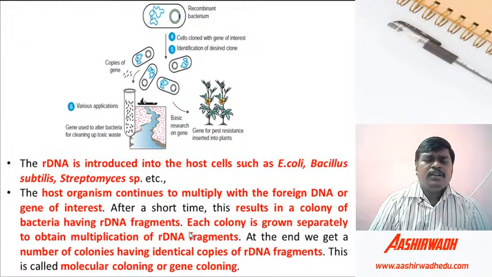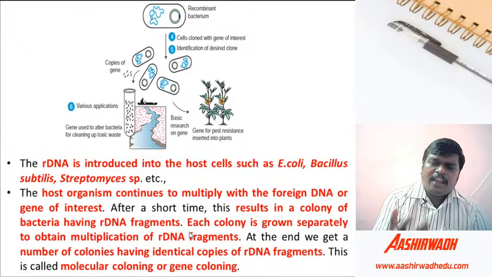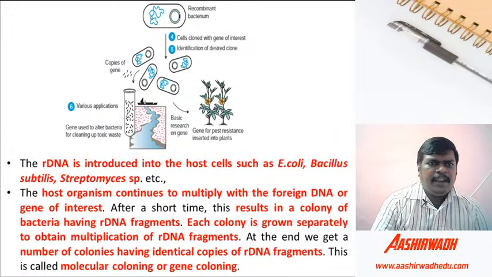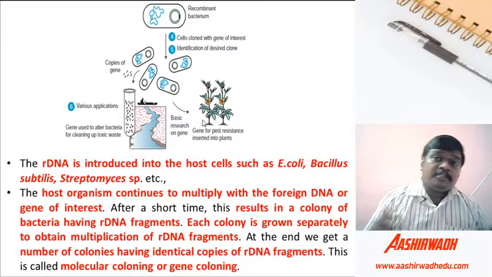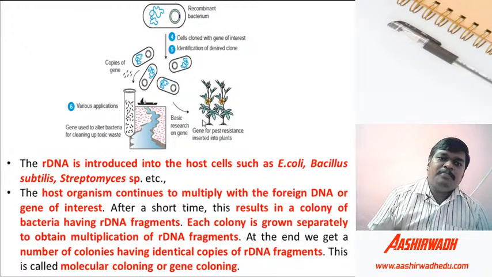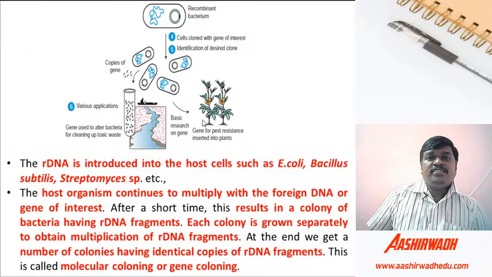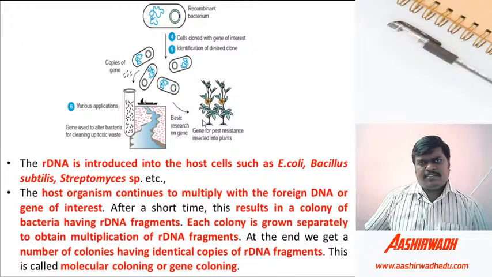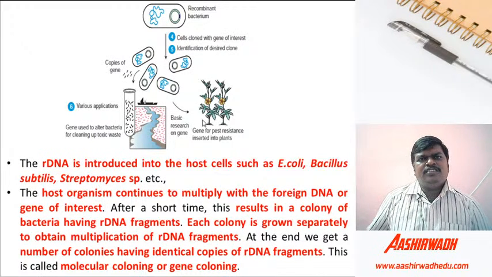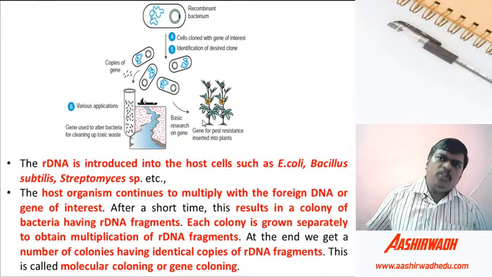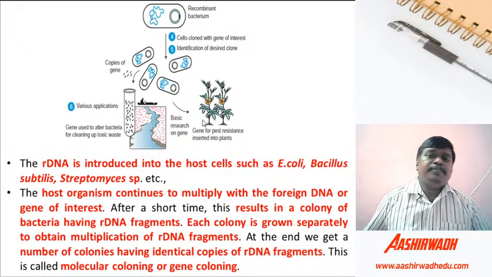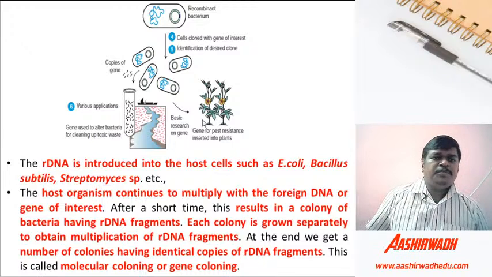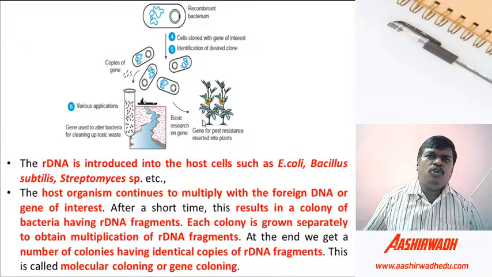Next, once the recombinant DNA is obtained, it will be inserted into the host cell for further manipulation or multiplication. The rDNA, recombinant DNA, is introduced into the host cells. There are basically three host cells we are using. One is the E. coli bacterium itself, the others are Bacillus subtilis and Streptomyces species. They are used as the host cells.